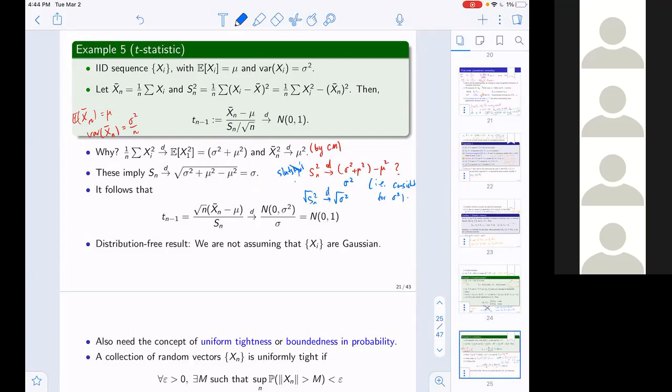This is by the continuous mapping theorem, not Slutsky. So I have S n converges to sigma. So S n is also consistent for sigma. Note that it's not unbiased, so S n is not unbiased for sigma, but it is consistent for sigma. It's like an asymptotic property.